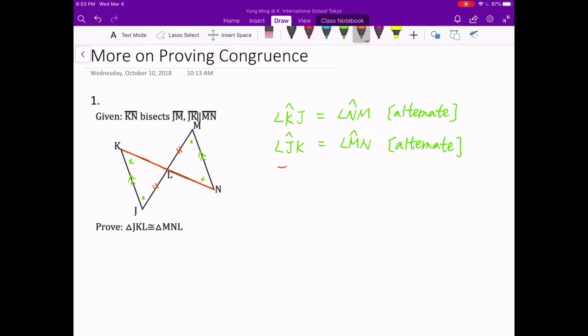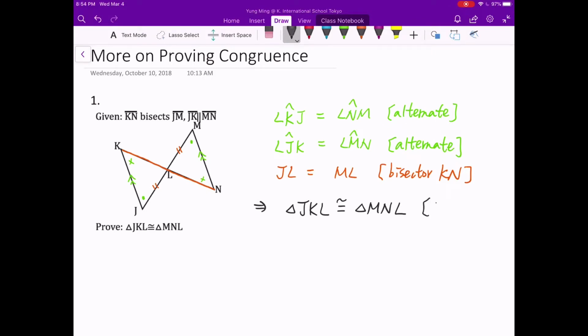Lastly, you actually have this JL equals ML. And the reason behind that is because of the bisector KN. Finally, you can conclude that triangle JKL is congruent to triangle MNL, AAS. So that's the end of the proof.